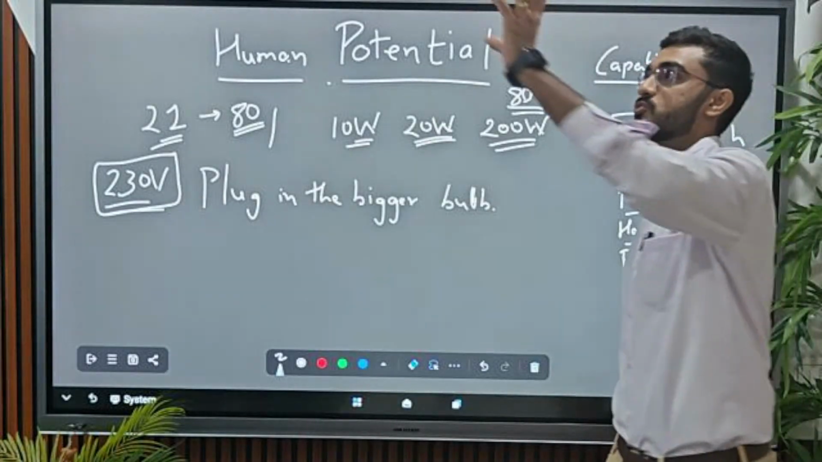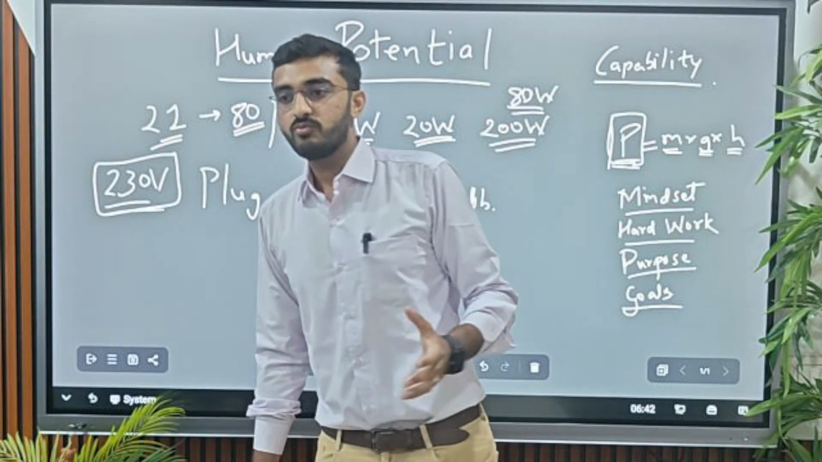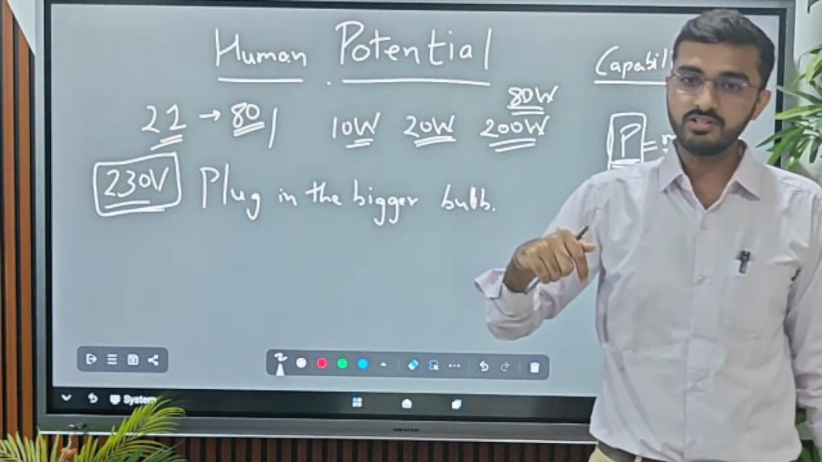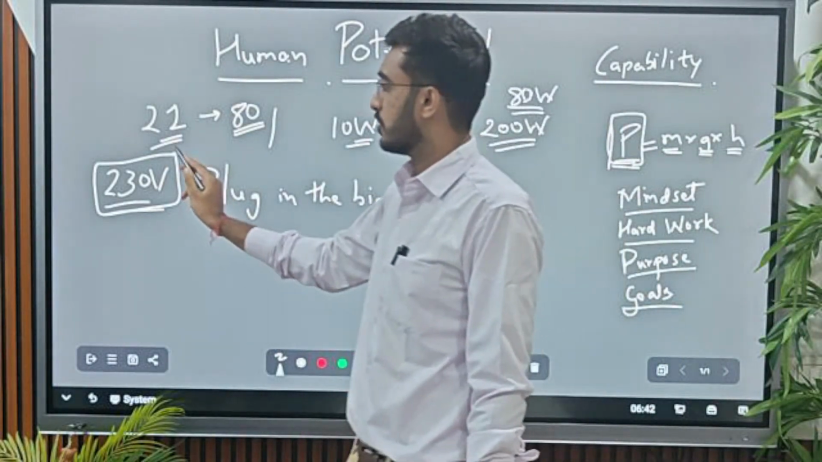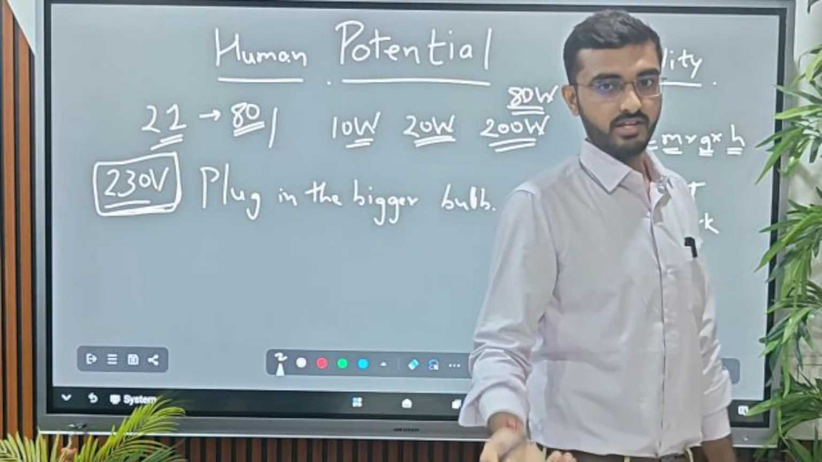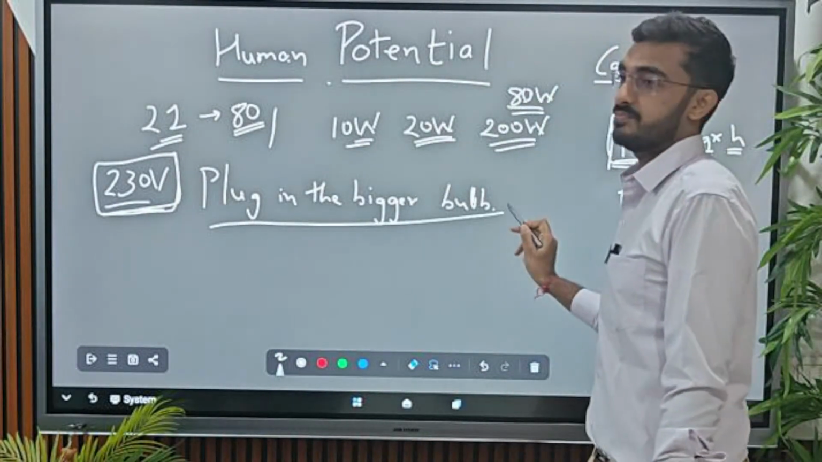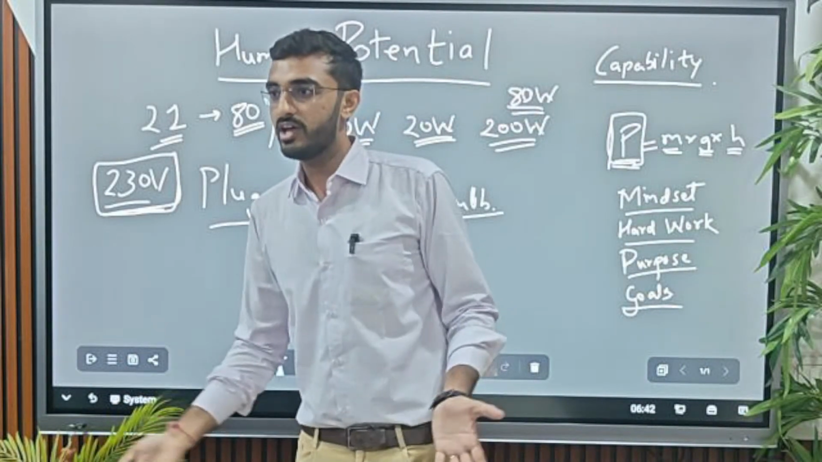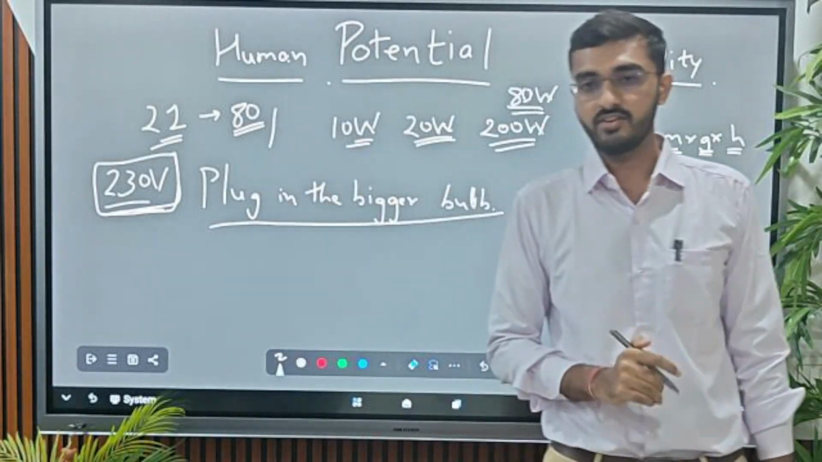If I put a small fan like we have here, that also draws from 230 volts. If I put a big fan, if I put an AC, that also draws from 230 volts. Whatever appliances I have in my house, everything draws from 230 volts. So the concept that we are trying to put forward is, whatever you do in life, plug in the bigger bulb. Plug in the bigger bulb means your input, whatever you have in your life resources, that is going to be same. That remains same generally throughout the life.